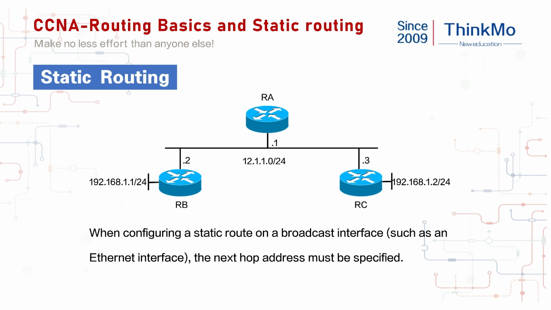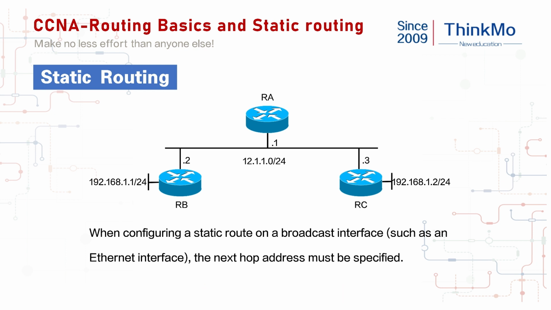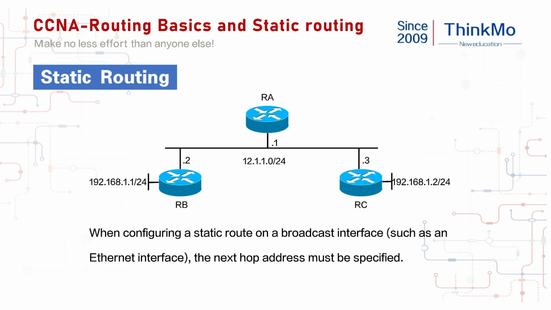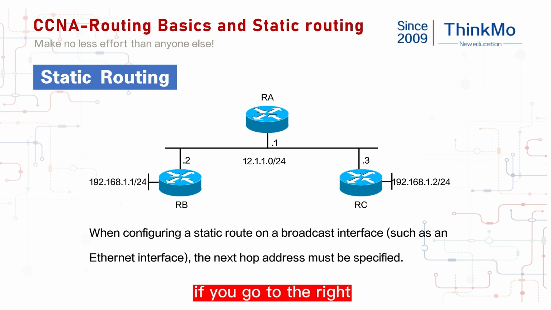So in general, we'll not specify the outgoing interface. Like in this picture. If you want to visit 1.1 now. Look. If I want to visit 1.1 now. Go left. If bad luck, only one outgoing interface is thrown out. If you go to the right, the traffic will be blocked. So it creates problems. Since it creates problems, then why will this outgoing interface appear in our PPT? This is also a problem.